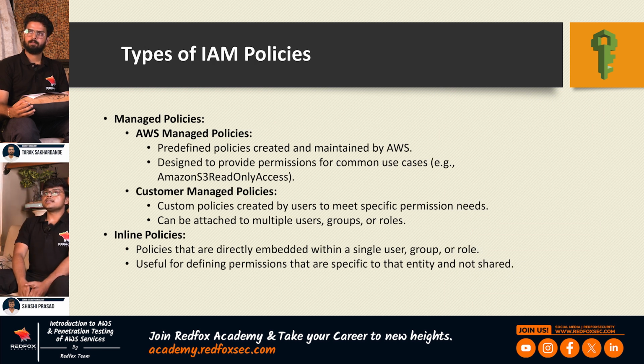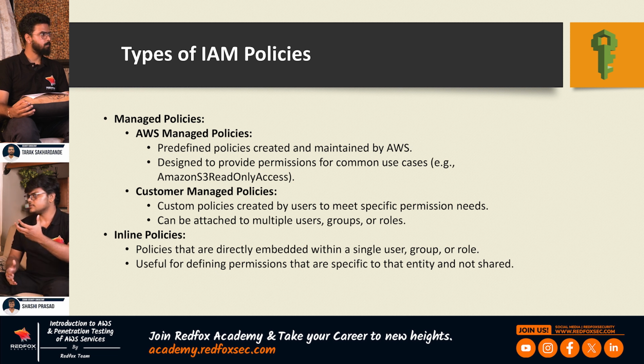Now let's understand the types of IAM policies. This is the policy statement that I showed. There are two types of policies in AWS. The first one is managed policies and the second one is inline policies. Managed policies have two types: AWS managed policies and customer managed policies. So first, let's learn what AWS managed policies are.